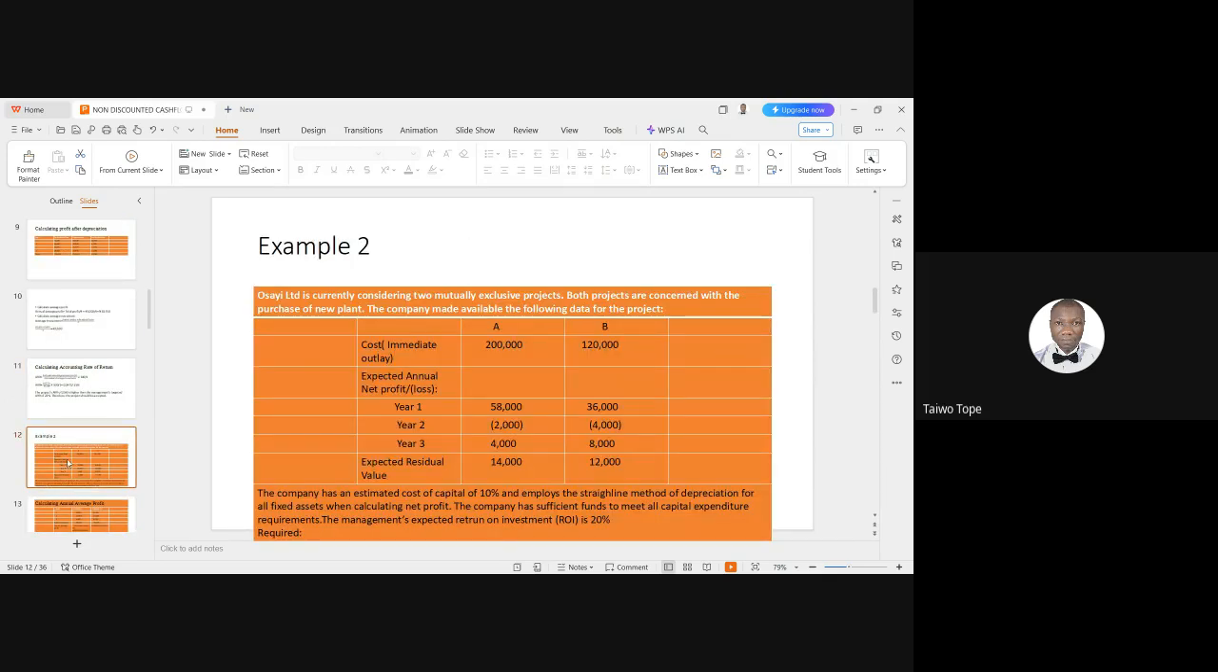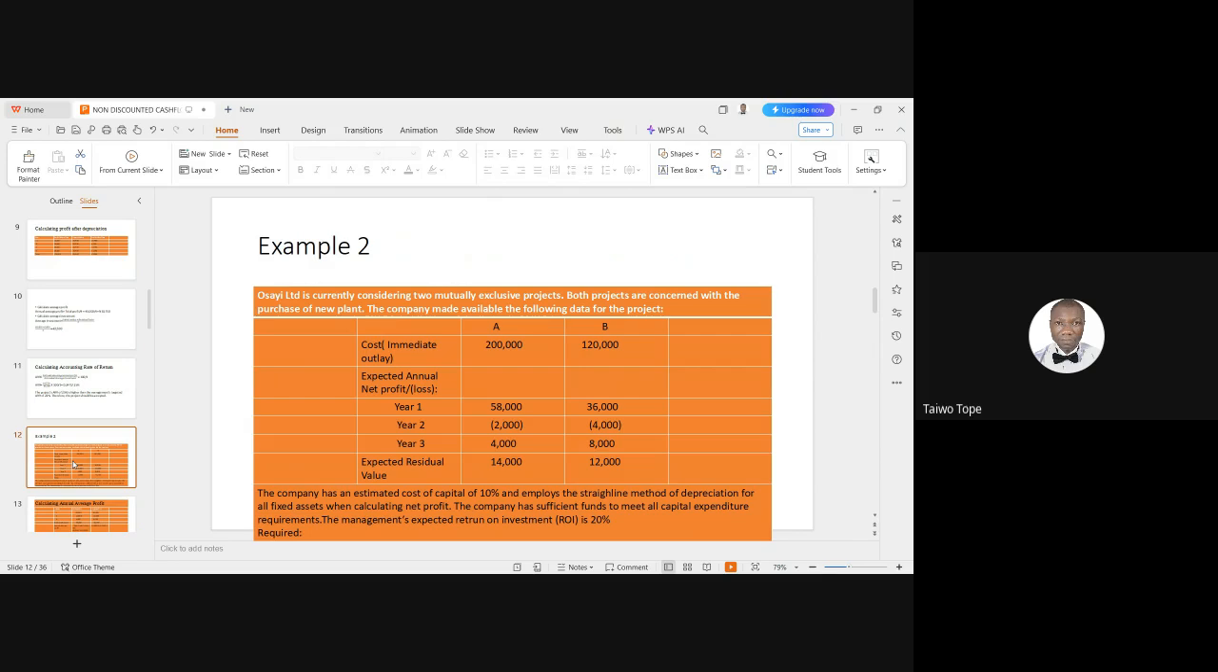So also we have another example. We have another example here, and the example is what? Osai Limited is currently considering 2 mutually exclusive projects. These are projects that are competing for the same resources. The decision to accept one will affect the decision we'll take on the other.